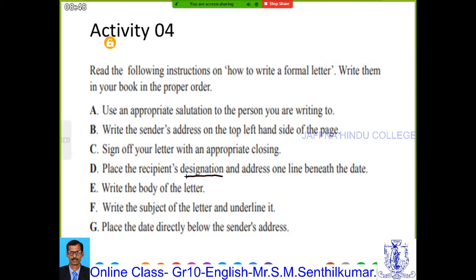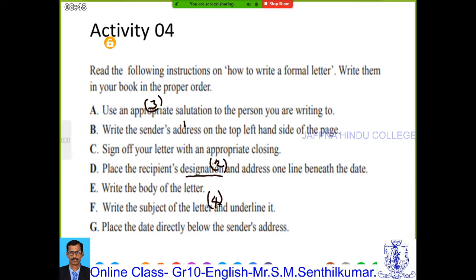Third one, what is the third one? Use appropriate salutation to the person you are going to write to. This is the first one. This is the second one. This is the third one. What is the fourth one? Write F. Write the subject of the letter and underline it. Okay, this is the fourth one.